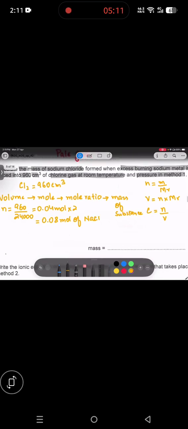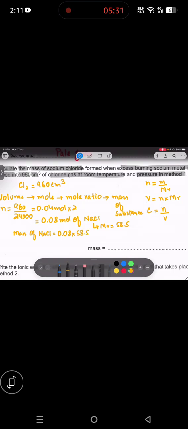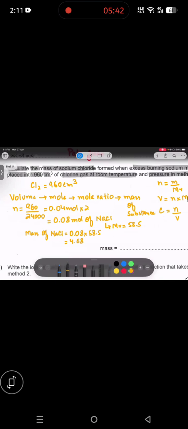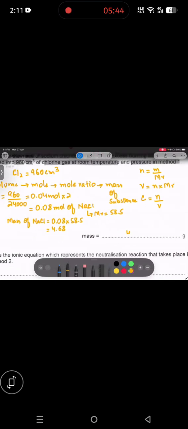Now the Mr for sodium chloride. Sodium chloride Mr is 58.5. So the mass of sodium chloride is 0.08 multiplied by 58.5. The answer you will get is 4.68. Is there any limitation on digits? No. So we are going to write the complete answer, 4.68 grams.